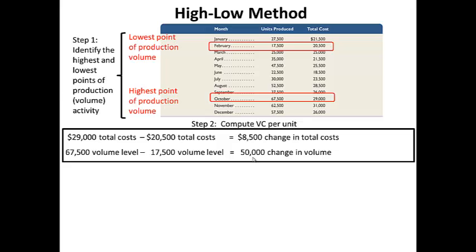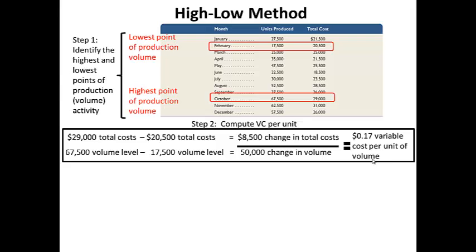Now what we do is we simply divide the 50,000 change in volume into the $8,500 change in total cost. When we do that calculation, we come up to, in this case, 17 cents, 0.17, 17 cents variable cost per unit of volume. So that is the variable cost component of our total costs.